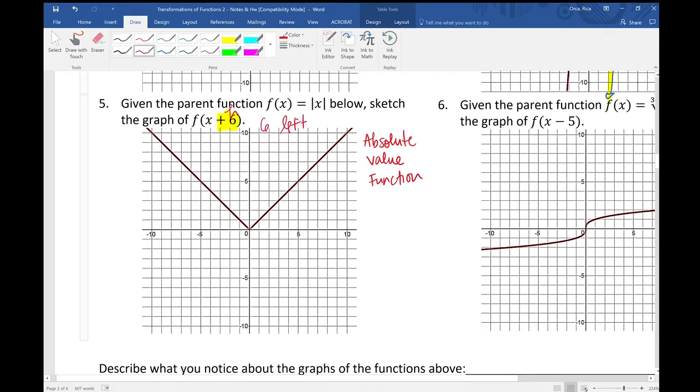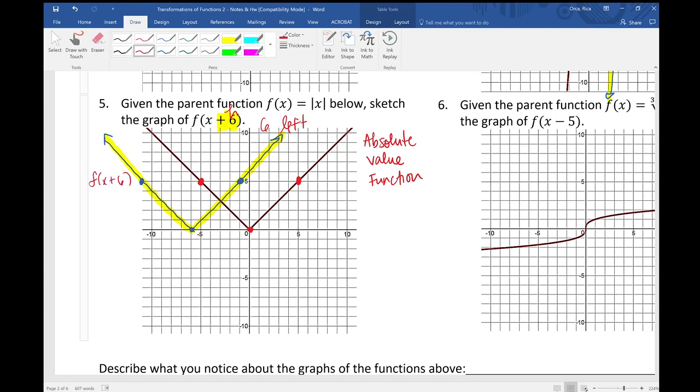Let's pick our 3 points. I'll go with (-5, 5), (0, 0), (5, 5). So let's start moving them. Let's move (-5, 5) first. Let's go 6 units to the left. 1, 2, 3, 4, 5, 6. Now let's move (0, 0) 6 units to the left. And finally, (5, 5), 6 units to the left. Draw the graph. Label it f(x + 6).